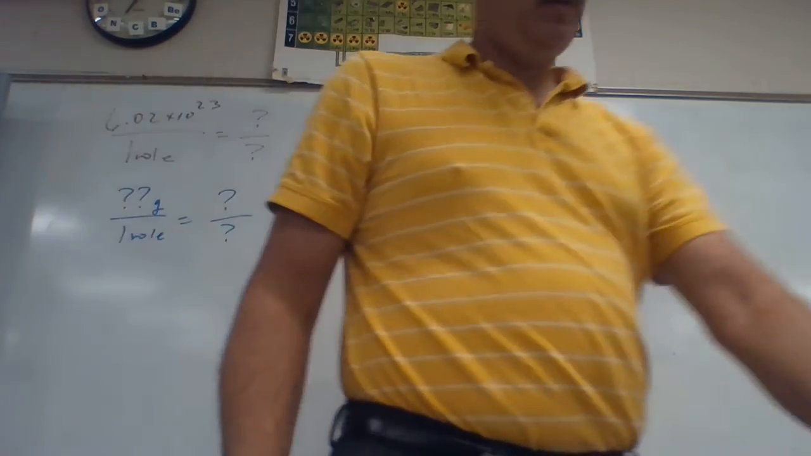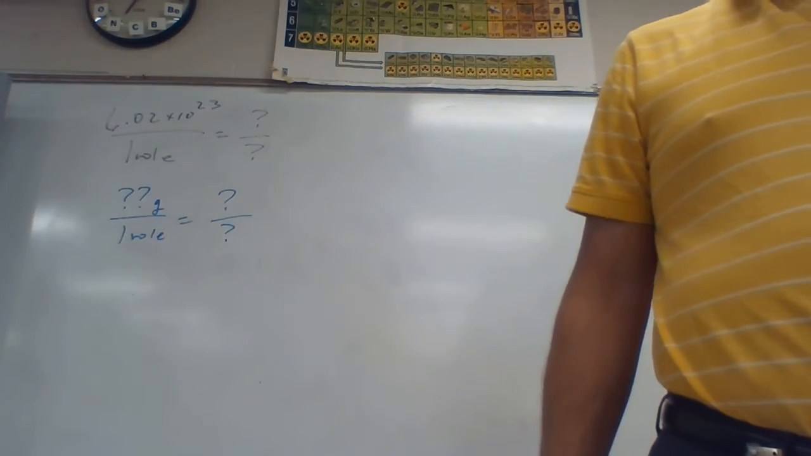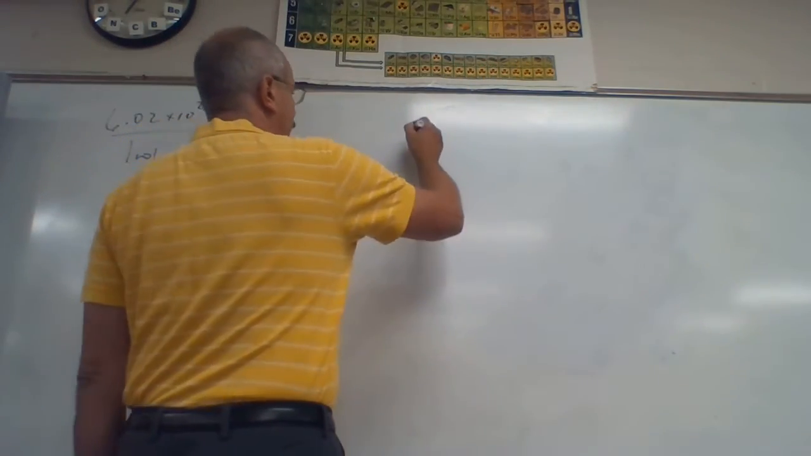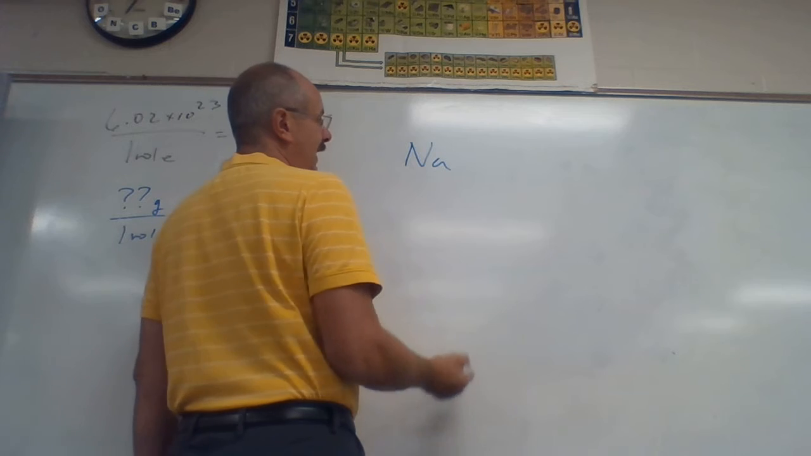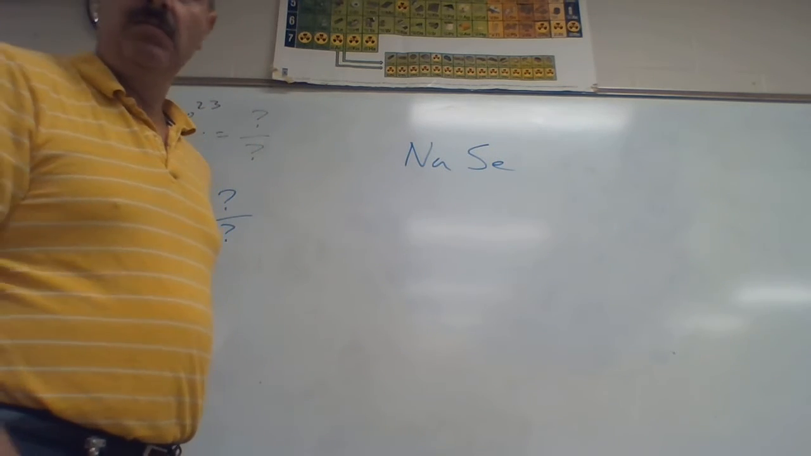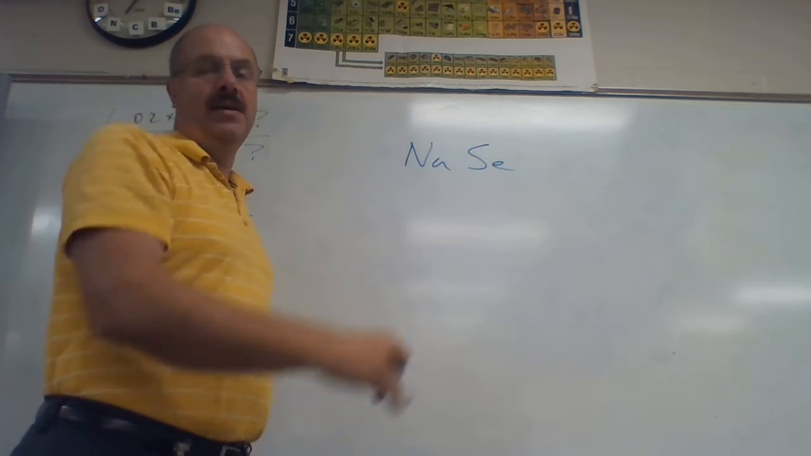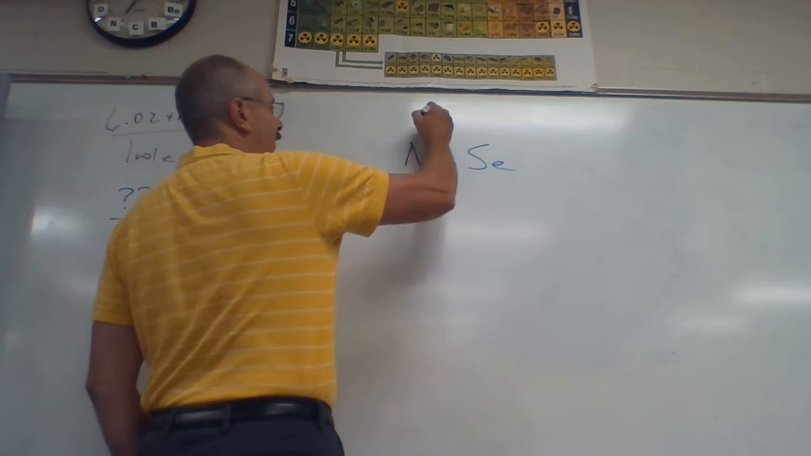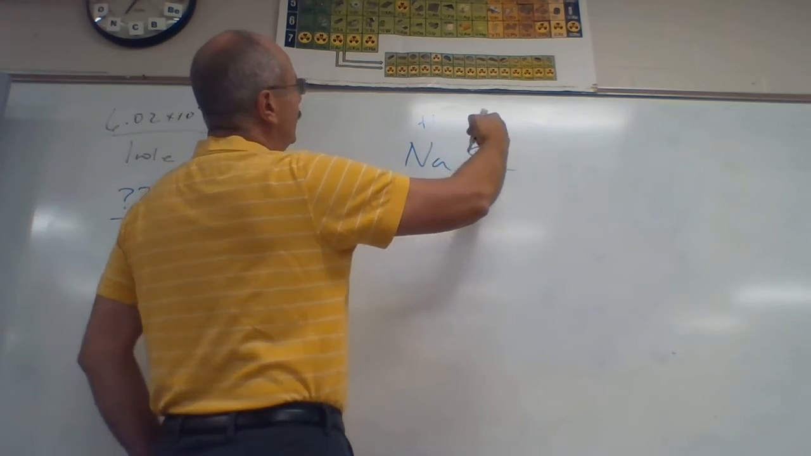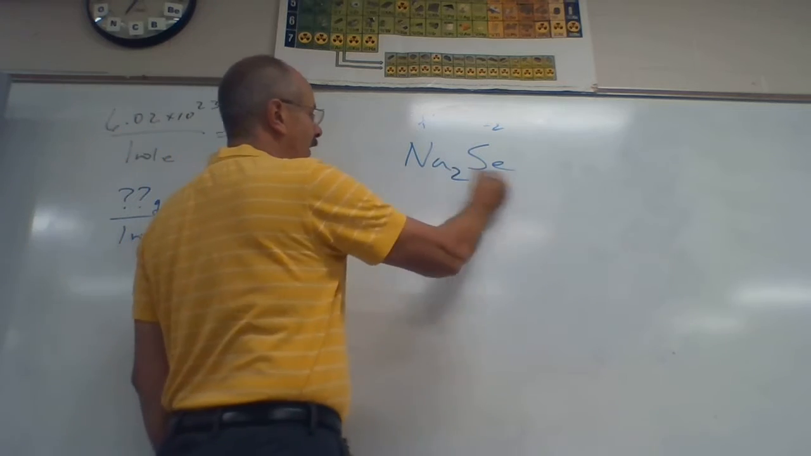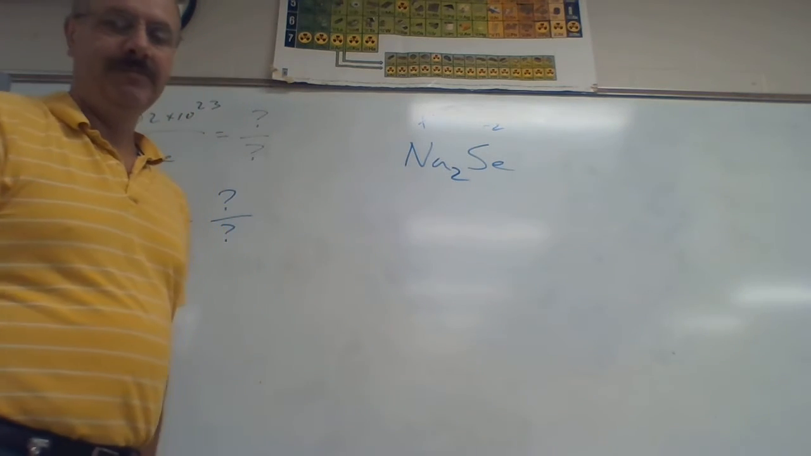Next one is sodium selenide. So sodium is Na, and selenide is Se, and we got to come up with our formula. This is stuff from way back. Remember I told you all this stuff keeps building on top of each other. So we got to go back and find, well, sodium is +1, selenium is -2. If I crisscross those, that would give me Na2Se.